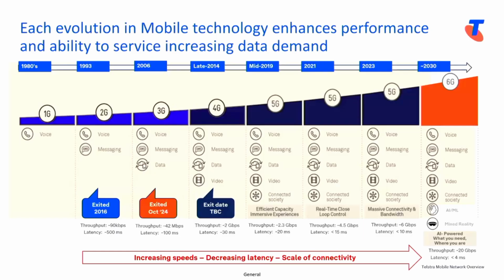Importantly, this bottom bit here: as we progress, we're seeing increasing speed, latency, and scale of the connectivity. So you can connect more users at one time. You can also have better speed and also lower latency. That's a key characteristic as we progress. And that's important because the demands are increasing, so technology needs to keep up with that demand.